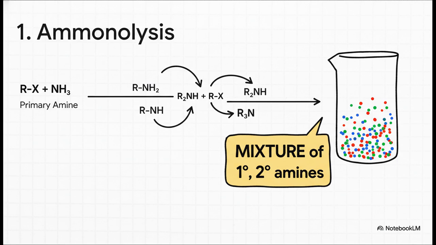But there's a big catch. The primary amine that you just made, well, it's also a pretty good attacker itself. So it goes and attacks another alkyl halide, which makes a secondary amine. And guess what that does? Yep, it attacks again to make a tertiary one. It's this whole chain reaction that leaves you with this messy, chaotic mixture of all 3 types of amines. So yeah, not the best method if you're trying to make just one pure product.